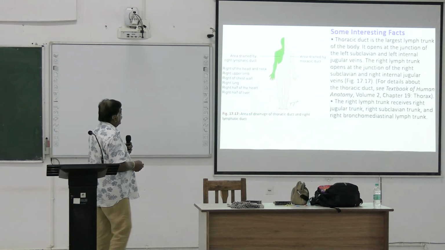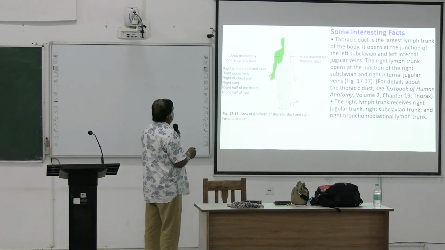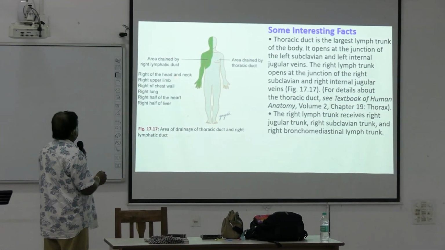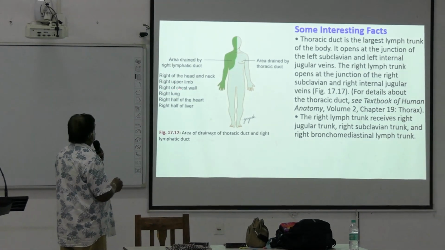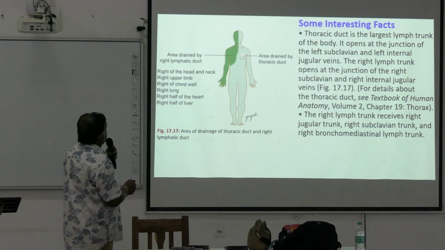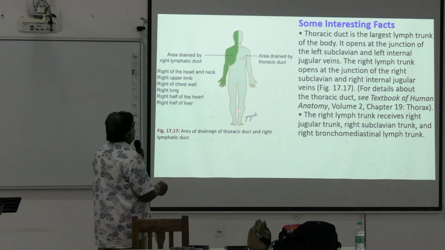Now, area of drainage of the thoracic duct and right lymphatic duct. The area drained by the right lymphatic duct is shown in green: right side of the head and neck, right upper limb, right chest wall, right lung, right half of the heart, and right half of the liver. This area is drained by the thoracic duct.